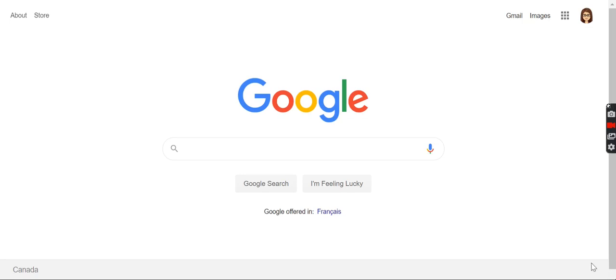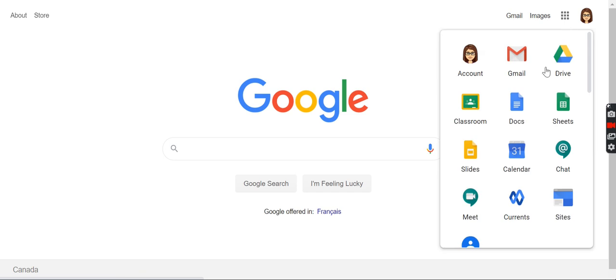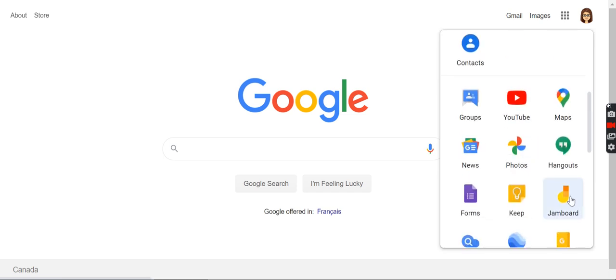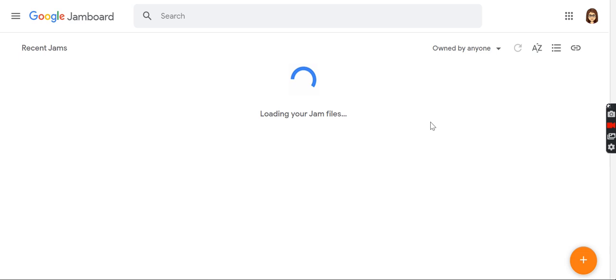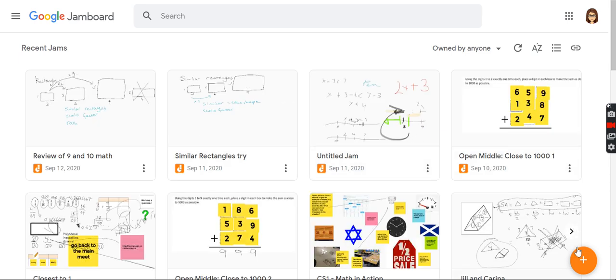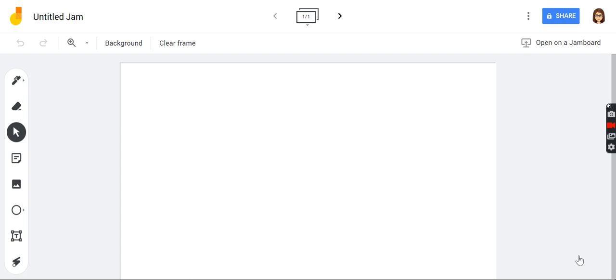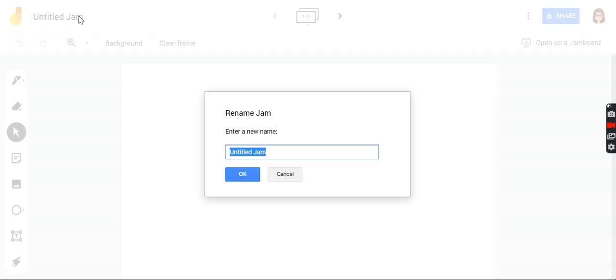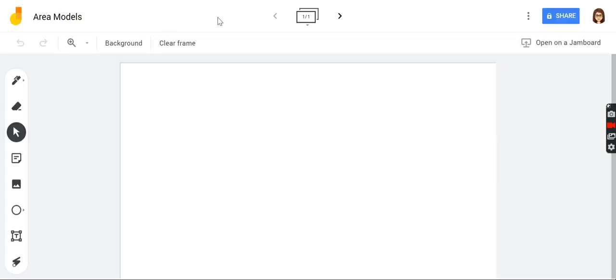I'm going to take you into Jamboard, and we're going to use the concept of rectangle again to do some interesting things. So I'm going to create a new Jamboard. Here we are. I'm going to call this one Area Models. Okay, and that's a little bit of a clue of what this is going to be about.